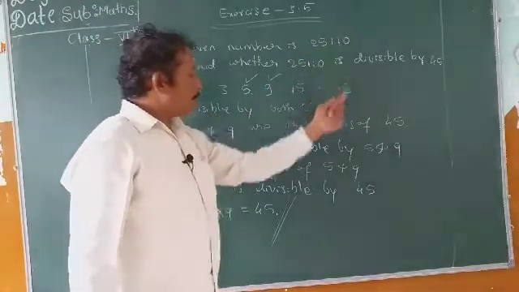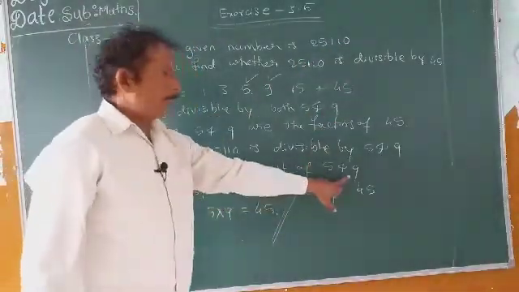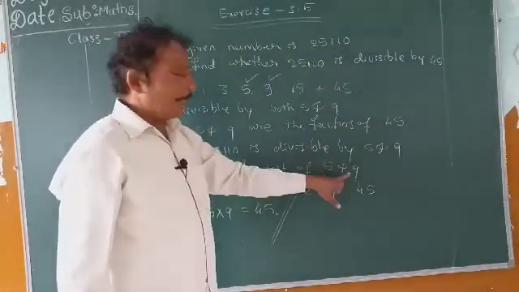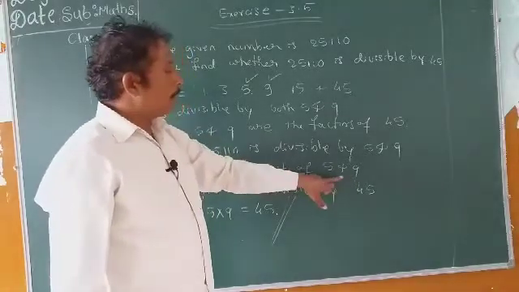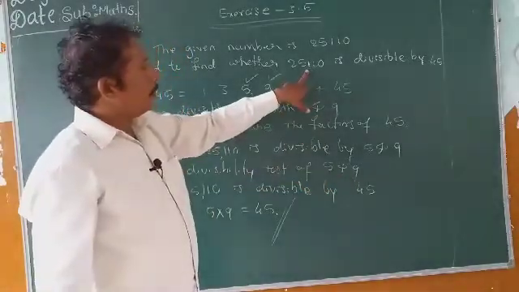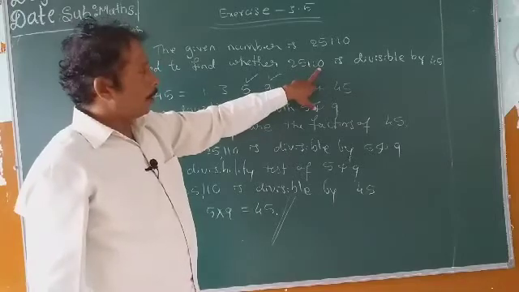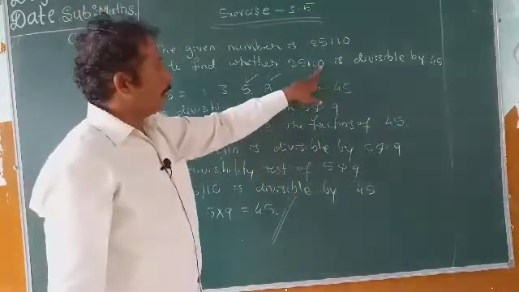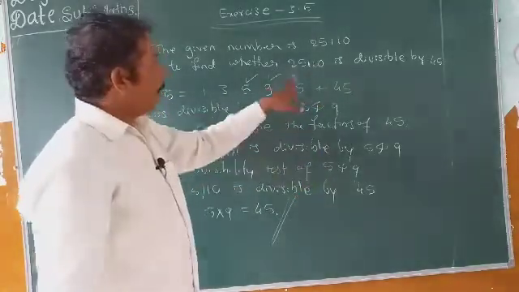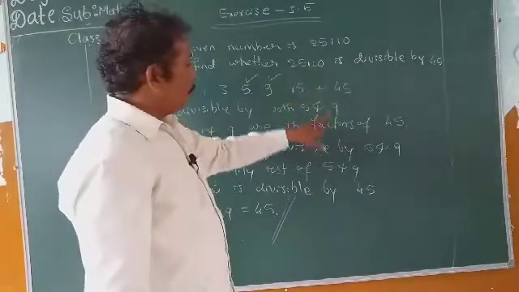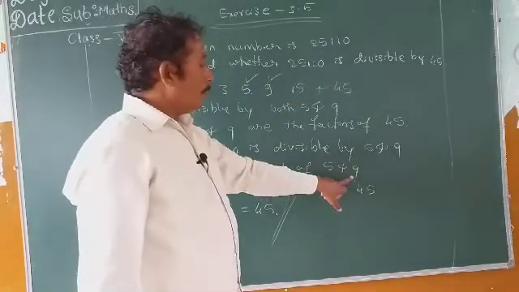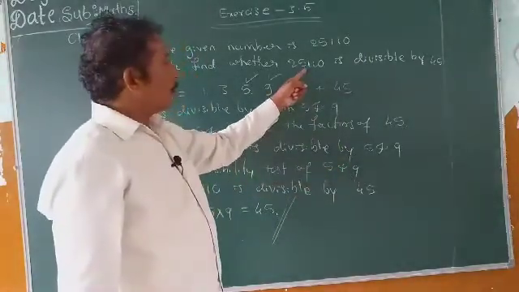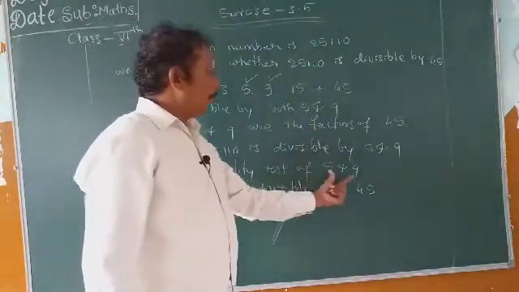Now 25,110 is divisible by 5 and 9, because by using the divisibility test this number is having 0 in the last place, hence this number is divisible by 5. Any number ending with 0 is divisible by 5, and the sum of all the digits in the given number is divisible by 9. Now by using the divisibility rules of 5 and 9, the given number 25,110 is divisible by 5 and 9.